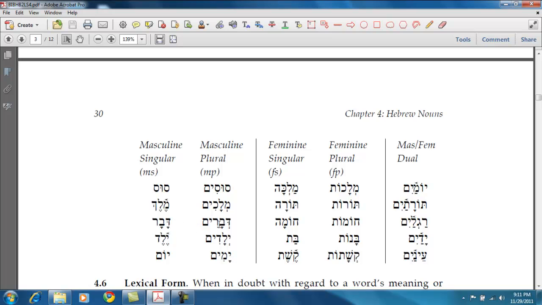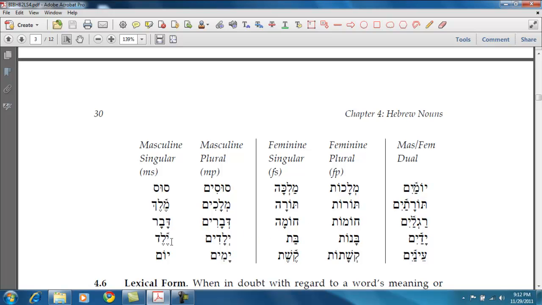We have davar here, devarim, masculine again, with the hirik yod mem suffix. And in the feminine, you have chomah. With the kametz he, that's telling you that it's feminine. Holam and vav tav, chomot, is telling you that that's feminine plural. Again, you've got raglayim, which is two feet. You've got your dual endings here.